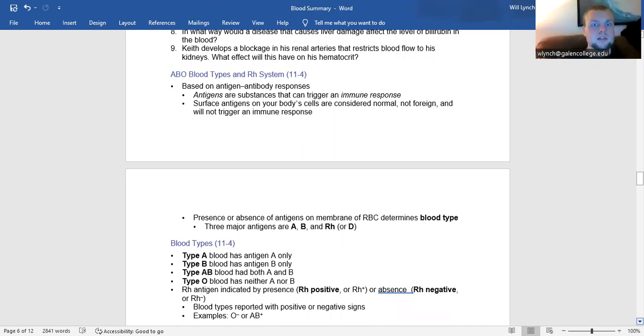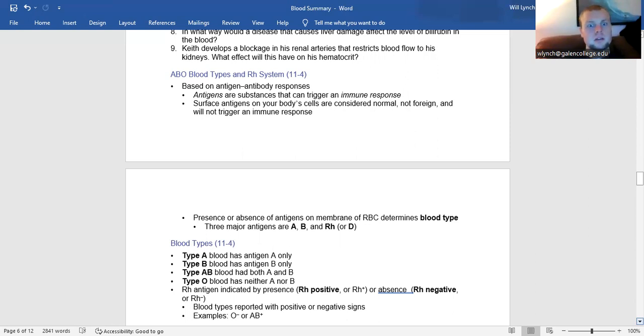Blood typing is based on antigen-antibody responses. The antigens are on the surface of cells, and they are going to be what the antibodies target in order to trigger an immune response. The surface antigens on your own red blood cells are considered self or normal, so the antibodies circulating around for the opposite antigen don't mess with your red blood cells. The presence or the absence of an antigen on the red blood cell is going to determine the blood type.